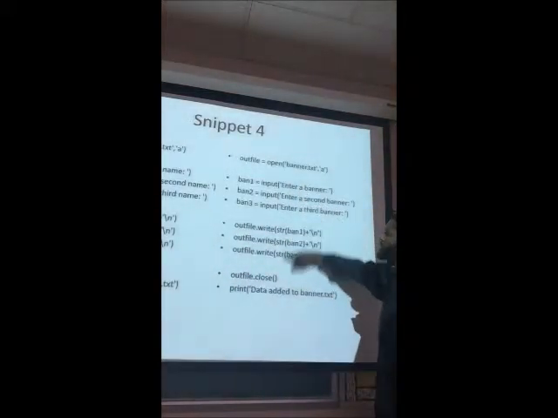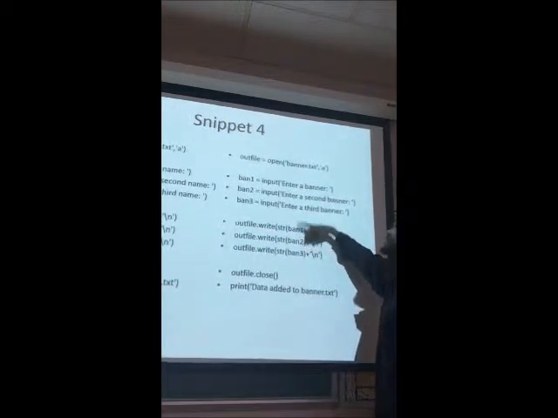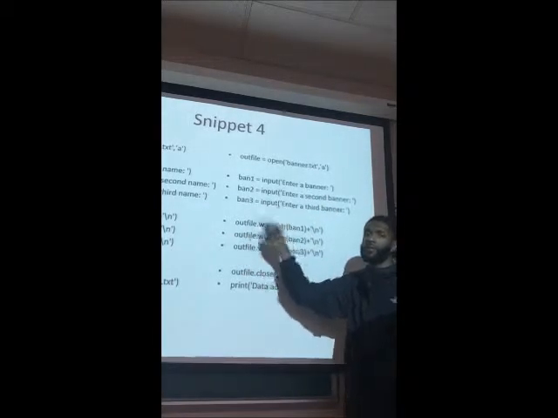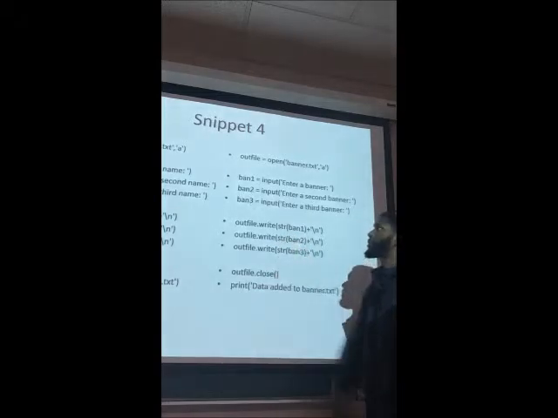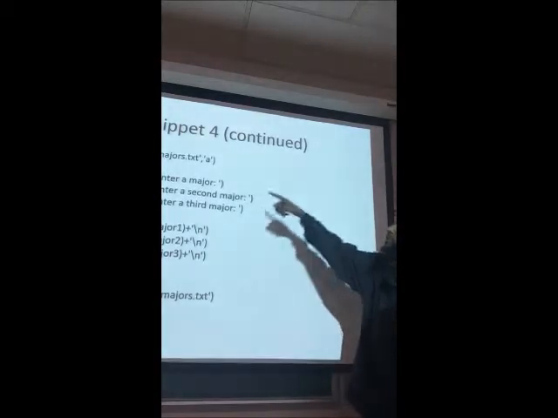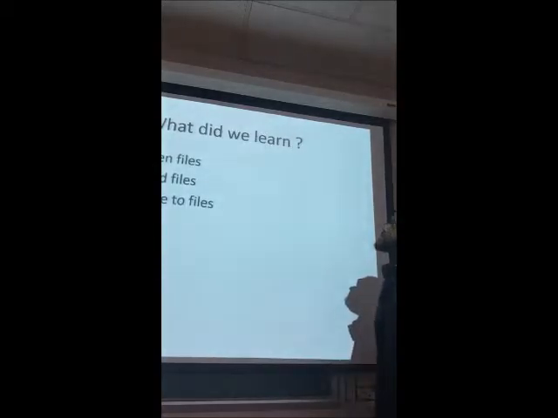And the same code is written for the banner ID, and then there's a third code that's written for the major that does the same thing as the names file, that appends those new names taken from the user. And this is just the major code, which is the end of the snippet from the last slide.